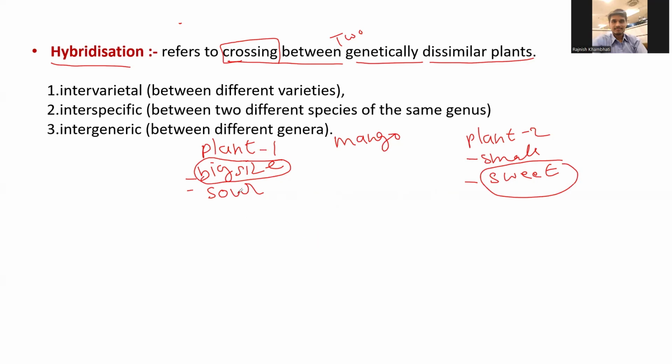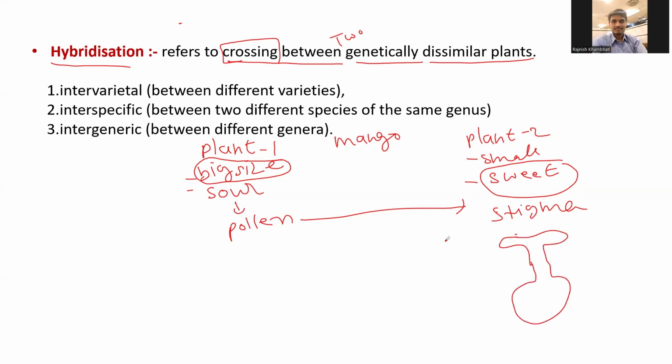That means, for example, this is plant 1. I will take pollen of plant 1 and I will transfer the pollen on the female stigma of plant 2. Here, let me just draw it for you. This is a stigma of a female. So the pollen will land onto the stigma. This pollen possesses the DNA of plant 1, and the stigma, this is the female part, and inside this ovary, this is the egg. What is this? Egg. And this egg possesses DNA of the second plant, DNA of plant 2.